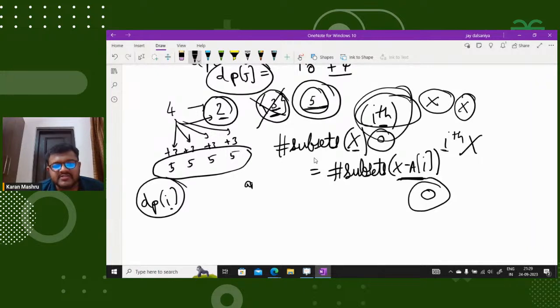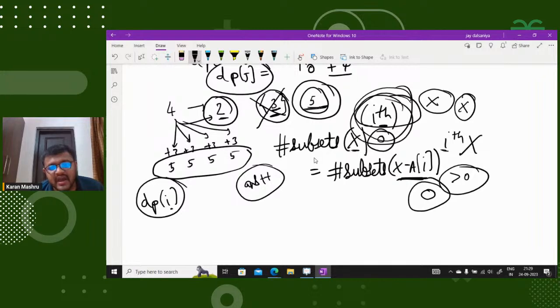So I'll do answer plus plus. If after not considering the ith element, the number of subsets whose sum is equal to x minus a of I is greater than 0, it means that there are subsets whose sum is equal to x. The number of subsets whose sum is equal to x considering the ith element is also greater than 0. So the ith element is part of one of the subsequences or subsets whose sum is equal to x. So we cannot remove the ith element.